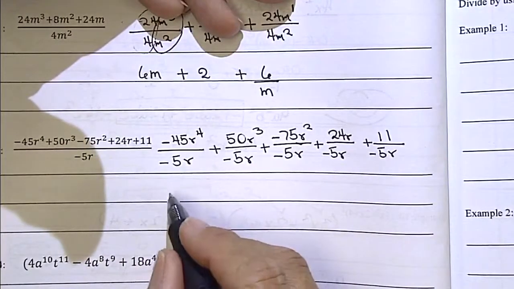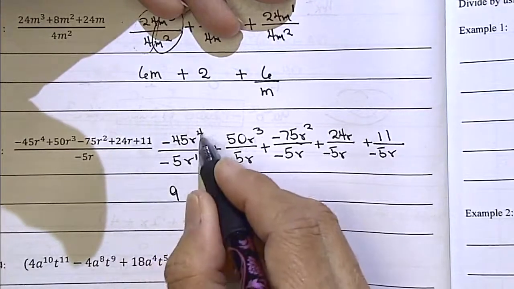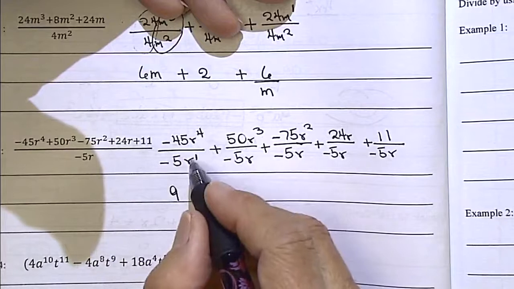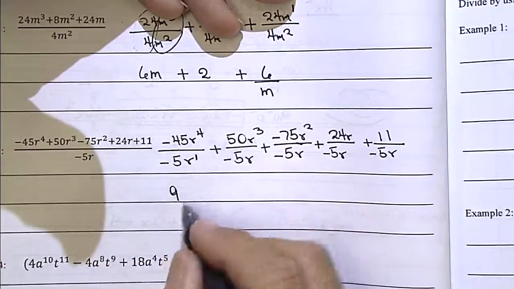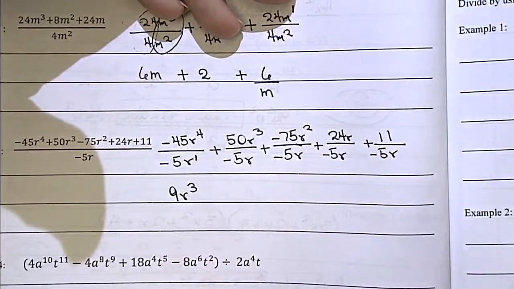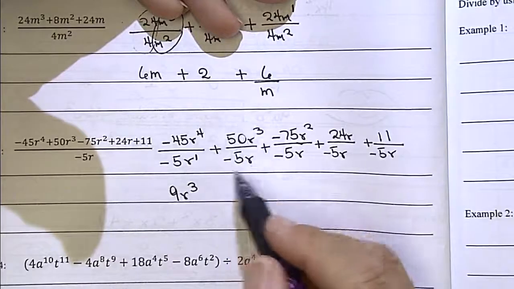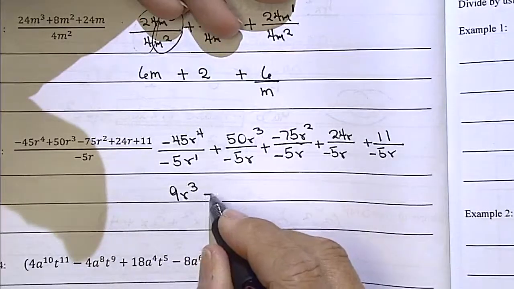45 divided by 5, what was it? 9. This is r to the first, so I say 4 minus 1. And I get r cubed up in the top, right? Are we good with the first term, everybody? Okay, good. The second one, tell me, is this term going to be positive or negative? Good, so let's just go ahead and put it down.